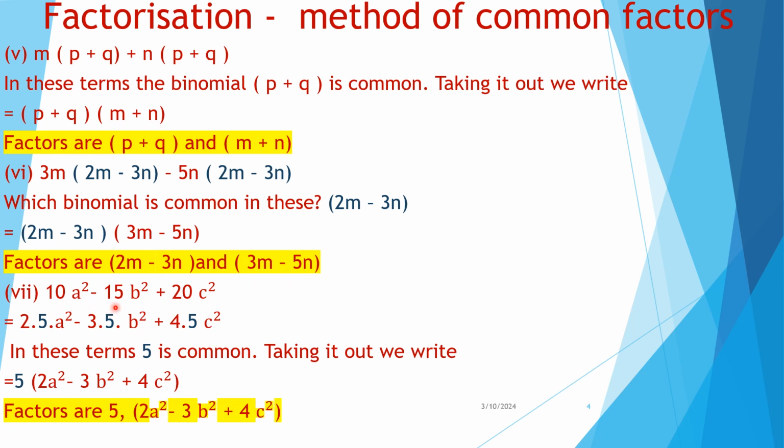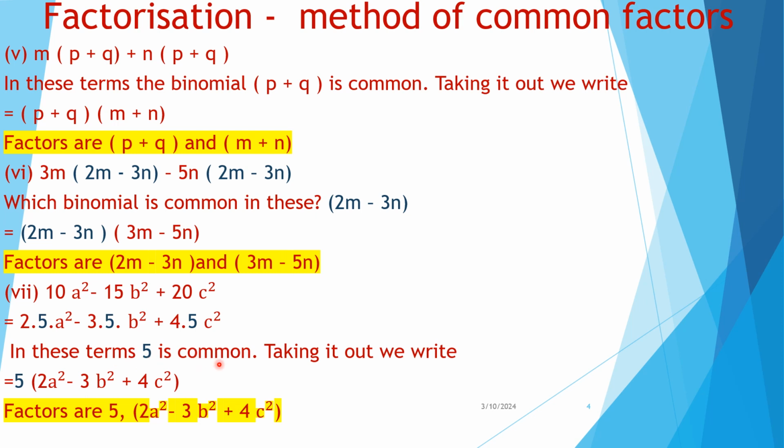10a square minus 15b square plus 20c square. Factors of 10a square are 2, 5 and a square, and factors of 15b square are 3, 5 and b square. There is a negative sign in front of 15. And factors of 20c square are 4 into 5 into c square. In these terms, 5 is common in all the three.